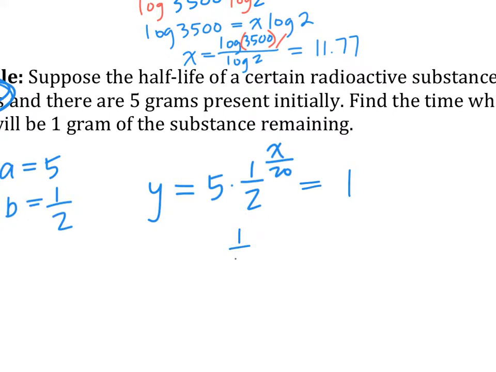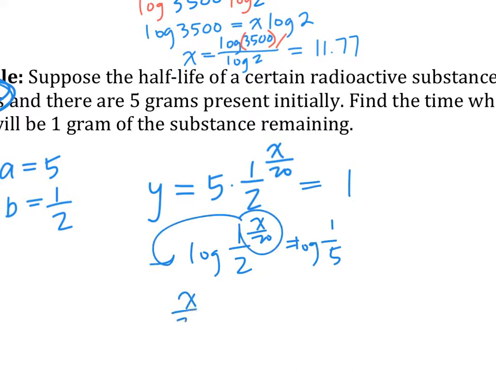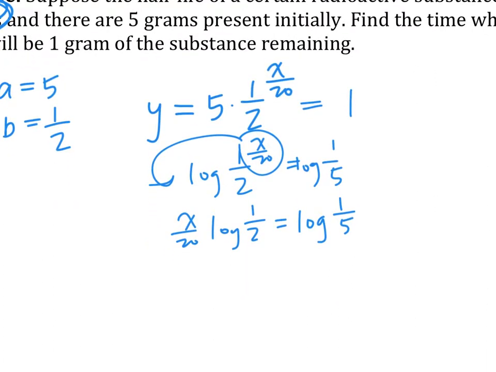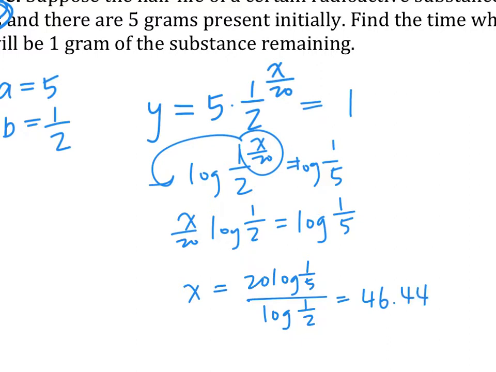All right, so 1/2 to the x over 20 is equal to 1/5. We're going to log both sides. That tells me I can bring this down. So x over 20 log 1/2 is equal to log 1/5. Okay, now you're going to solve it. So you're going to multiply by 20 and then divide by log 1/2. This is going to equal 46.44.